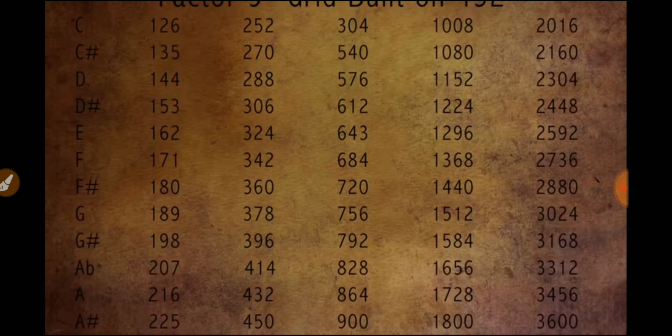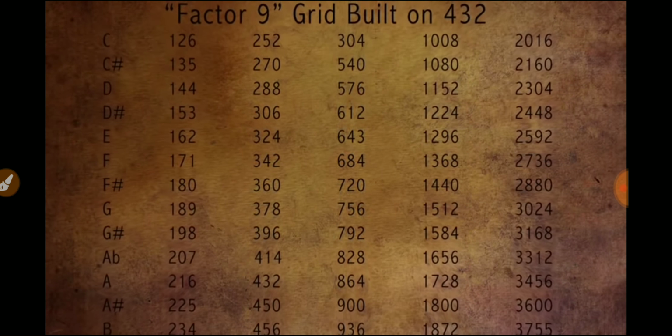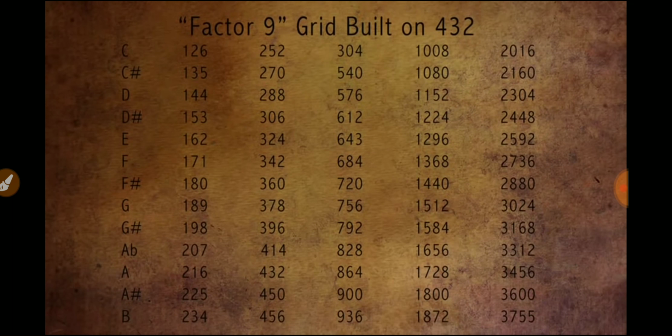This grid, if it had a name, would probably be called something like factor 9, because the number 9 is found not only in the sum of every note on the grid, but also as the number required to move up or down the scale. For instance, if we started at note A at 216 cycles, all we would have to do is add or subtract the number 9 to reveal all the other tones in that octave.